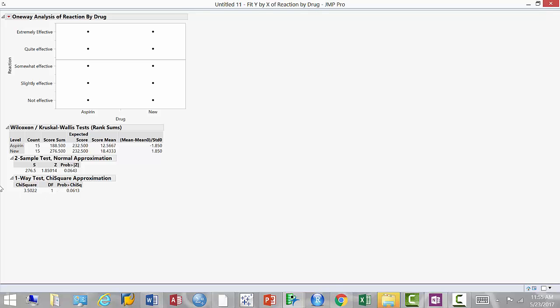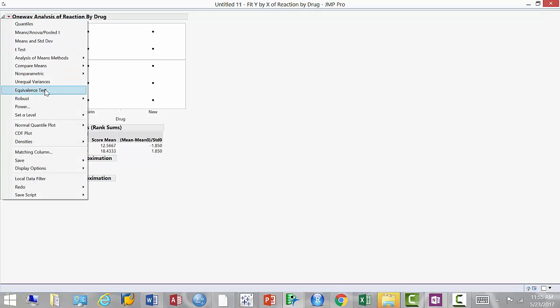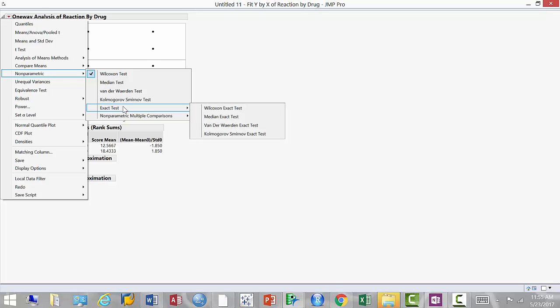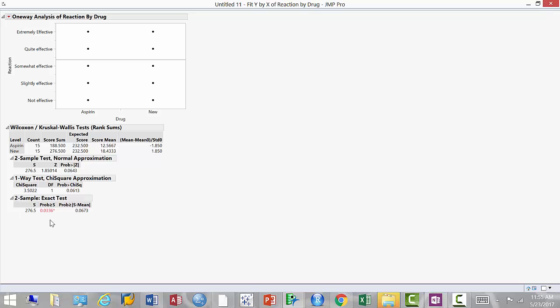But you can see that the way the test is performed is using normal approximation, or Z or chi-square approximation. There is another option. If you go to the red triangle menu and go to the non-parametrics, this is the one that we picked, Wilcoxon test. You see, second from the bottom says exact test. The test that was performed right now is an approximation, normal or chi-squared approximation. So now we're going to use the exact test. So Wilcoxon exact test. That's the option that I'm going to use. Click, and it gives me the output.